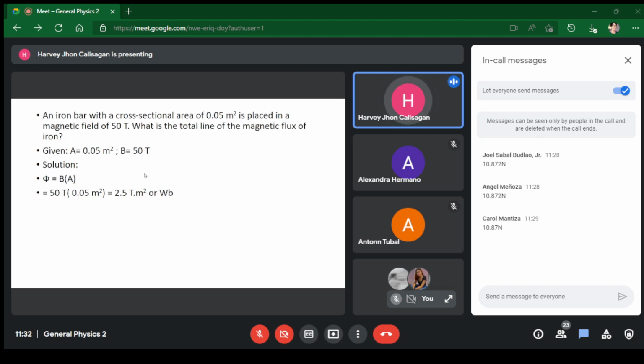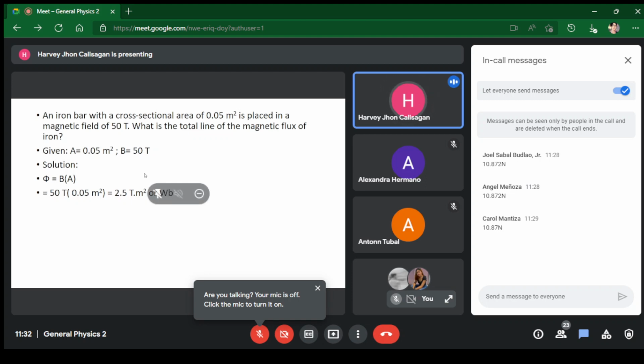Applying the formula for magnetic flux, we have an iron bar with a cross-sectional area of 0.05 meters squared. Let's say, for example, this is a perfect square magnetic bar. It is placed in a magnetic field of 50 Tesla. What is the total magnetic flux of the iron?